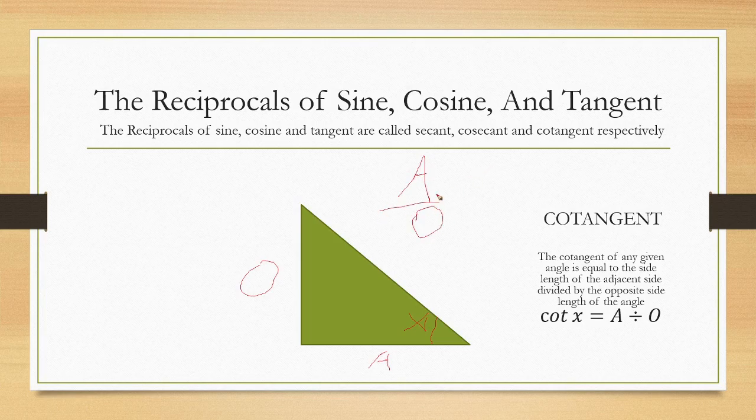And that would equal cotangent. So if this was 4 and this was 3, then that would mean we would have 4 over 3 as our cotangent of x.